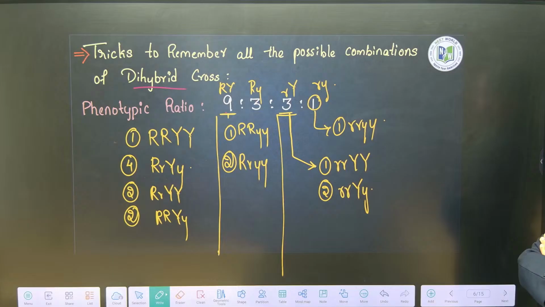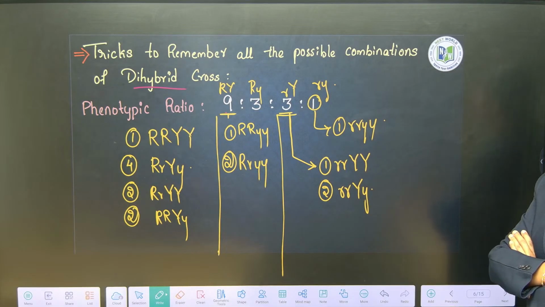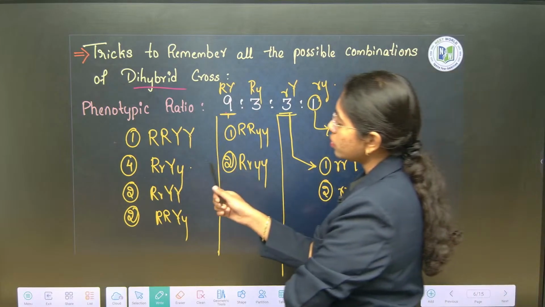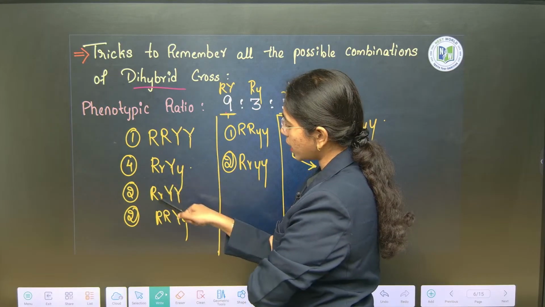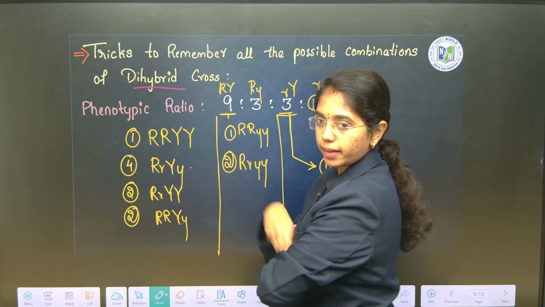Take down all the possible combinations. Be clear on this note. 4 will be both genes heterozygous, then one gene heterozygous and the rest homozygous will be 4, first and second gene like that.